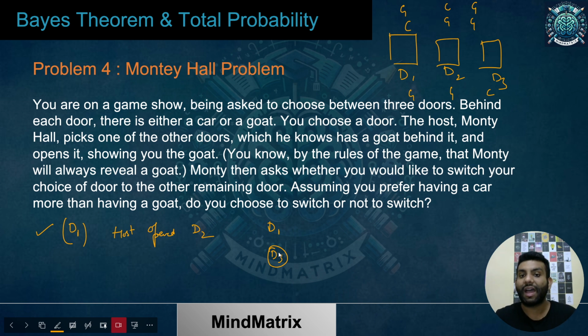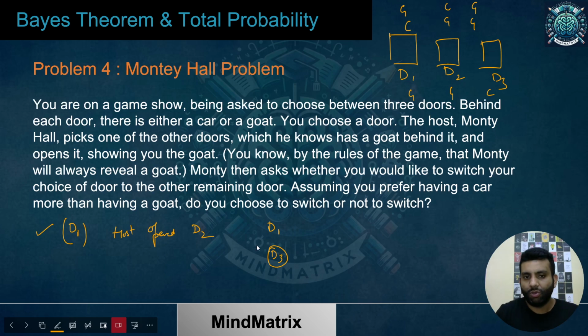If D1 has a car and you stick to that, you will win the car. But if D3 has a car and you stick with door 1, then you will lose the car. Similarly, if D3 has a car and you change your opinion to D3, then you will win the car. I hope the idea is clear, that if you change your opinion and that door has a car, then you will win it, otherwise you won't. So just to win the car, we have to find out whether you should switch the door or not.